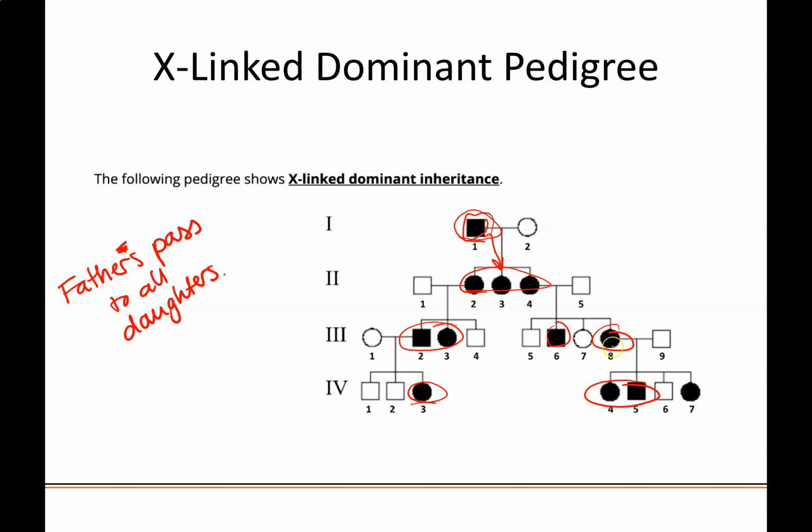Over here, we've got individual 3-8. 3-8 is a female with the disease. I'm not sure what's going on there. She has passed it to both male and female children. I do know what's happening there. It's a dominant trait, so she's getting it from her mother.